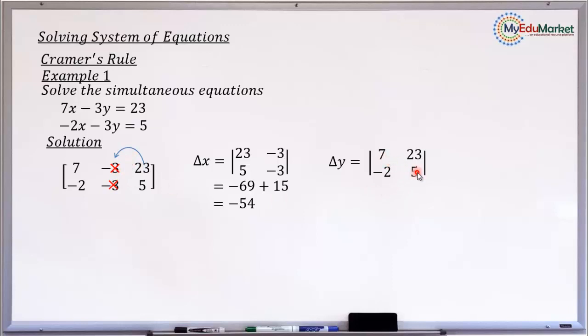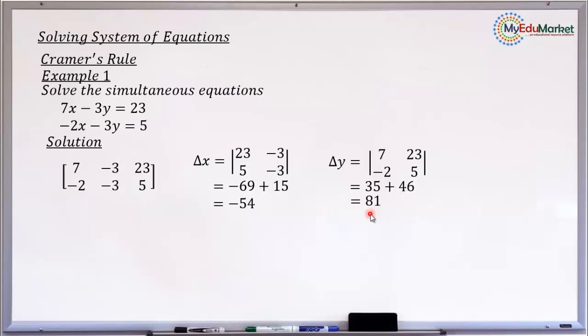So the determinant of this, let's find it. Product of the diagonal down minus product of the diagonal up. So 7 times 5 is 35. Minus 2 times 23 is minus 46, but I'm subtracting the diagonal up, so that minus changes to plus. So I'm going to have plus 46. So 35 plus 46, the result is going to be 81. So delta y is now going to be 81.